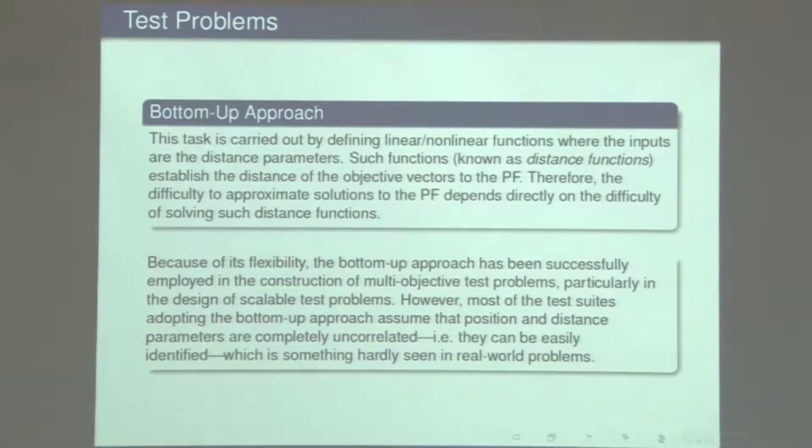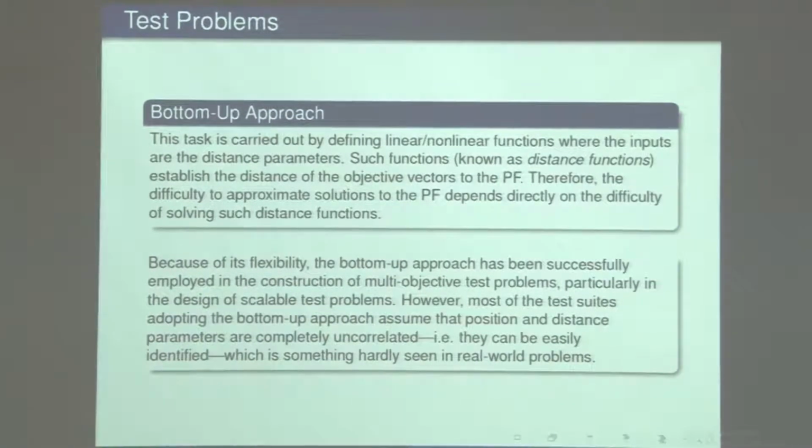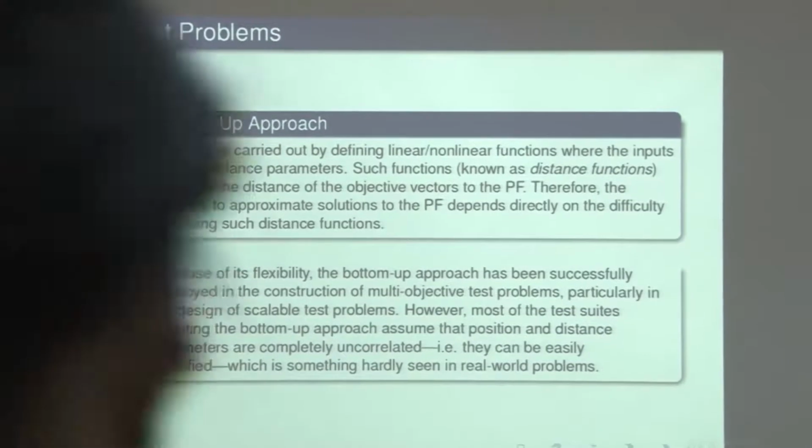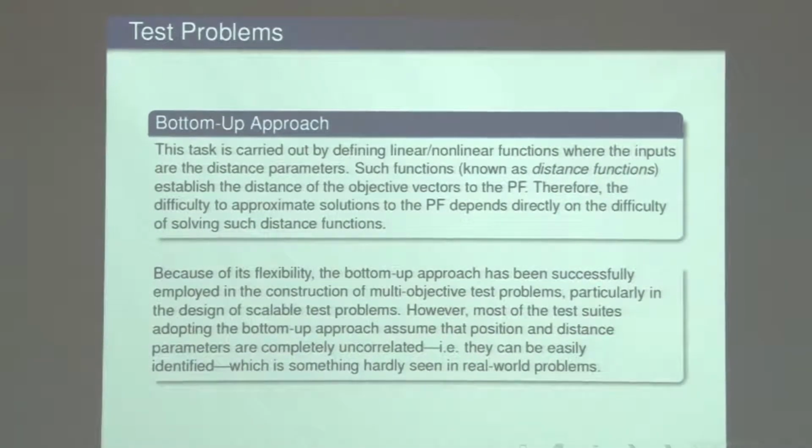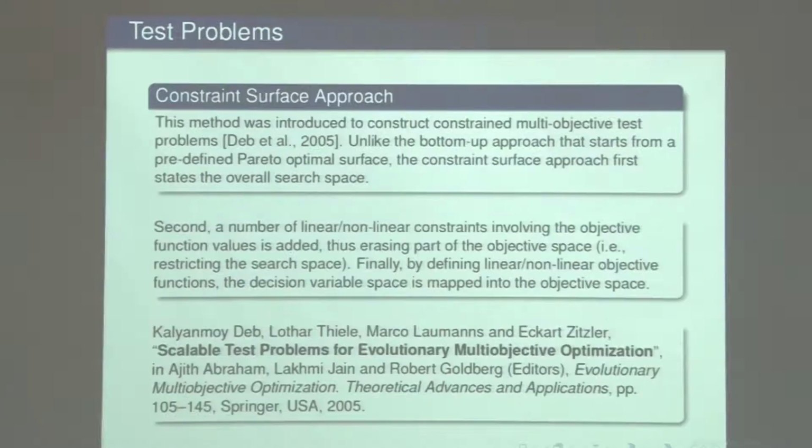However, the weakness or the disadvantage of this approach is that normally position and distance parameters are assumed to be completely uncorrelated. And this is something that has been criticized because this will rarely be the case in a real-world problem. Normally, in real-world problems, the two types of parameters, position and distance, will be correlated to some extent. So that's really the limitation of this approach, but it's very nice. It makes things a lot easier for the user. For the designers, perhaps not that easy, but for the user, it's very easy.